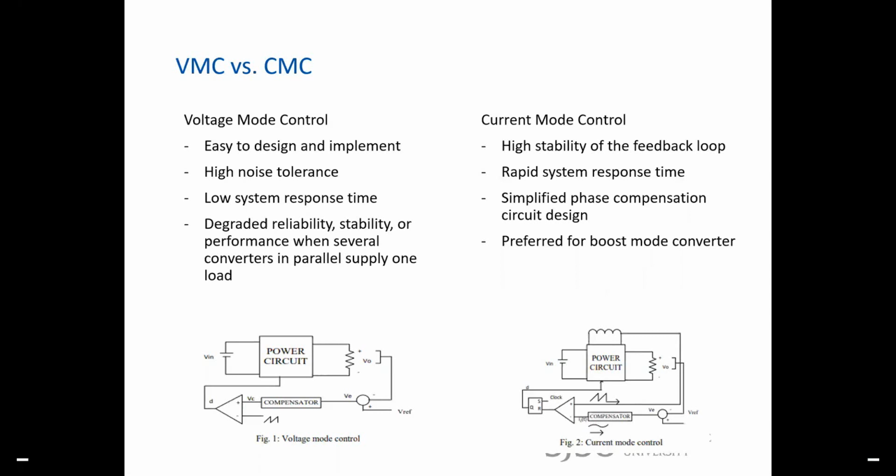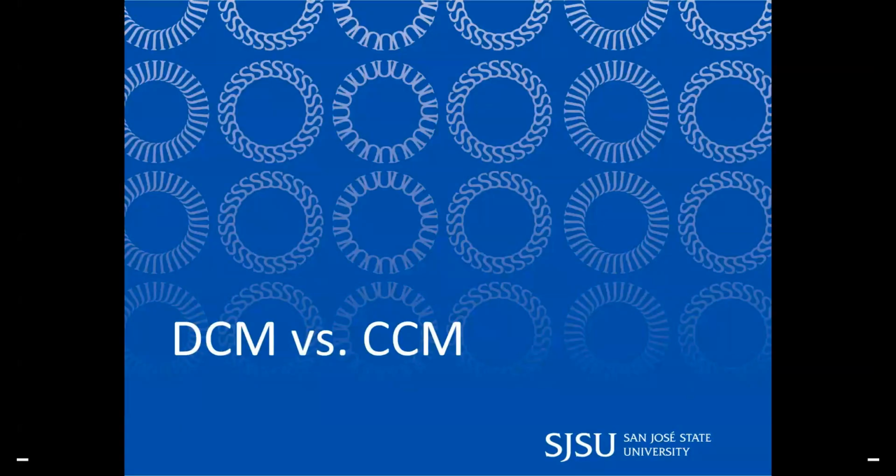Whereas in current mode control, it does have high stability on the feedback loop. There is a rapid response time because we're affecting the current directly, but the cons are that it is more complicated and the compensation network is in a single phase. It is generally the preferred method, but for our case, we are going to use voltage mode control because that is the necessary requirement.